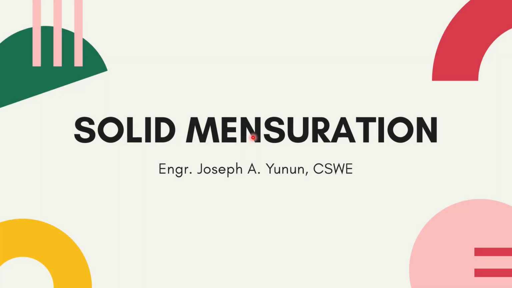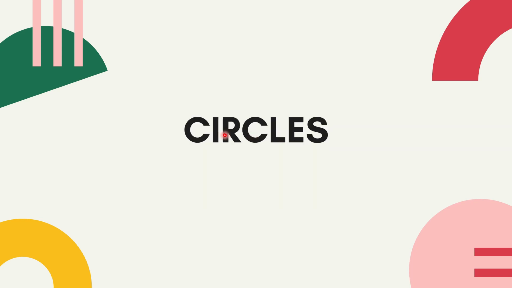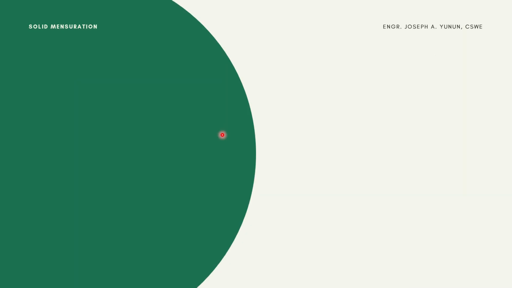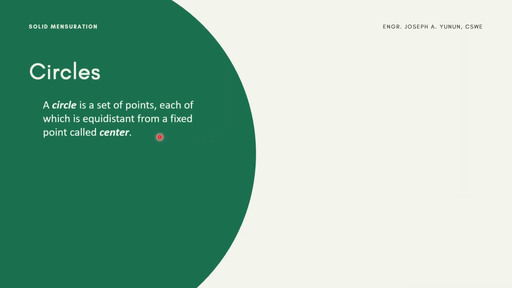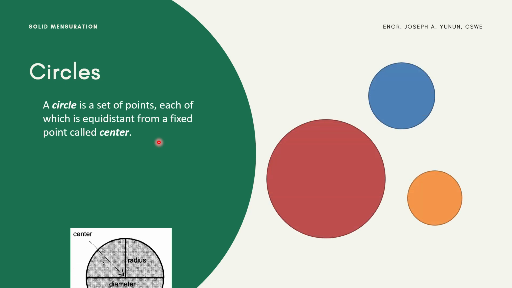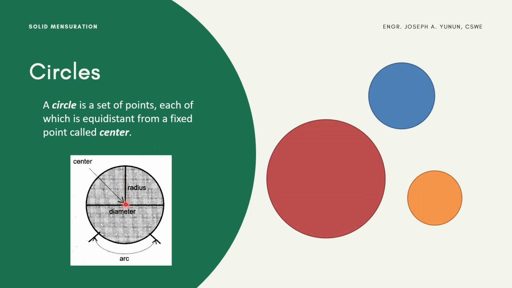Hey everyone. So our next topic for the subject solid mensuration are circles, sectors, and segments. So let's proceed. We have the first topic, that is circles. So what are circles? A circle is a set of points, each of which is equidistant from a fixed point called the center.